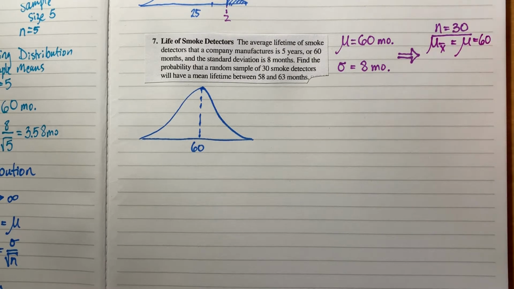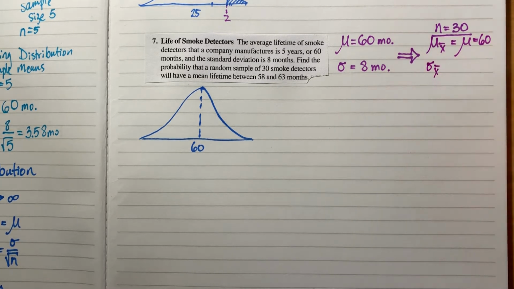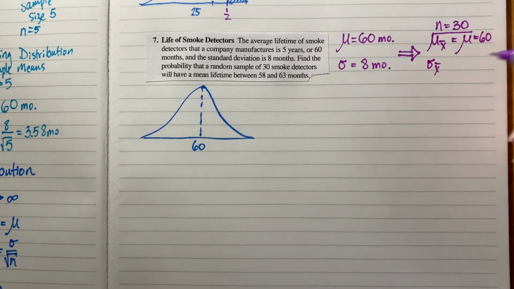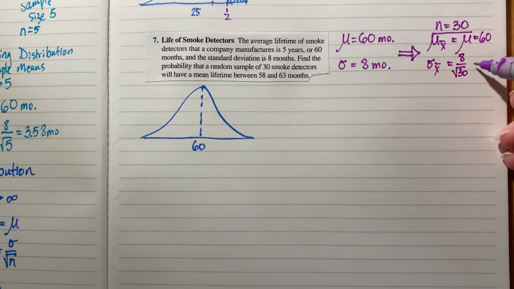How wonderful is that? The standard deviation of all the means of the samples of 30 is going to be 8, right, divided by square root of 30. I'd pause here and calculate and see if you end up with 1.46. That's what I ended up with.